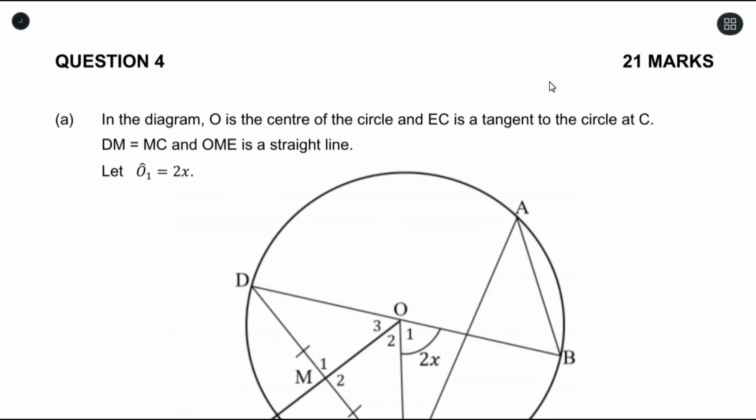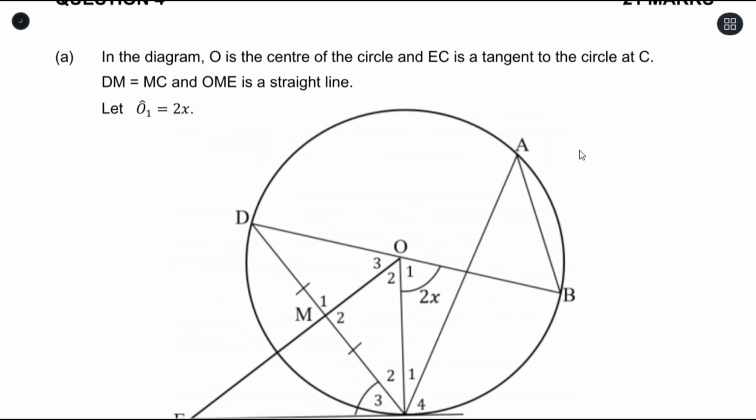Question 4. Now, this question says, in the diagram, O is the center of the circle, and EC is a tangent to the circle at C. DM is equal to MC, and OME is a straight line. Now, we're told that we should let O1 be equal to 2x. So you can see 2x over here, right? This is O1 that we're given.